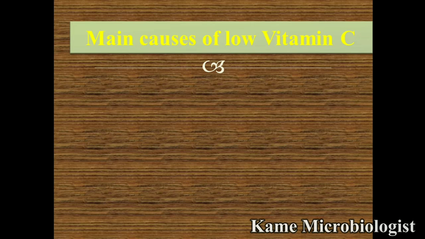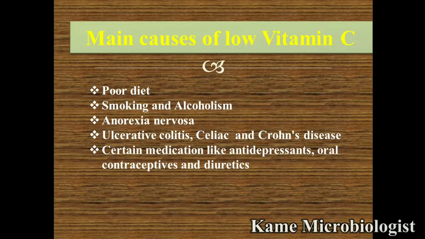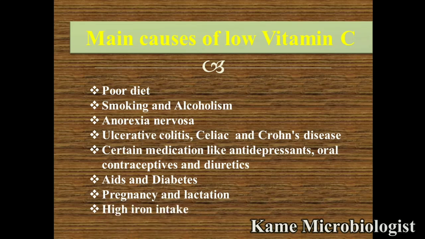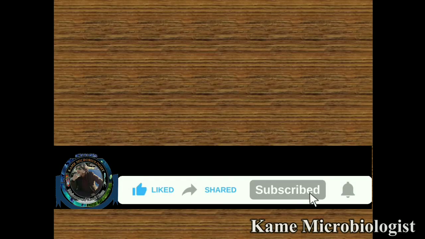Now let's see the main causes of low vitamin C. When the vitamin C level gets low, it may be due to a poor diet. It also gets low due to smoking and alcoholism, anorexia nervosa, ulcerative colitis, celiac disease and Crohn's disease, certain medications like antidepressants, oral contraceptives and diuretics, AIDS and diabetes, pregnancy and lactation, high iron intake. So these are the main causes through which the vitamin C level gets low, and it can also get low due to kidney disease, like in dialysis patients.